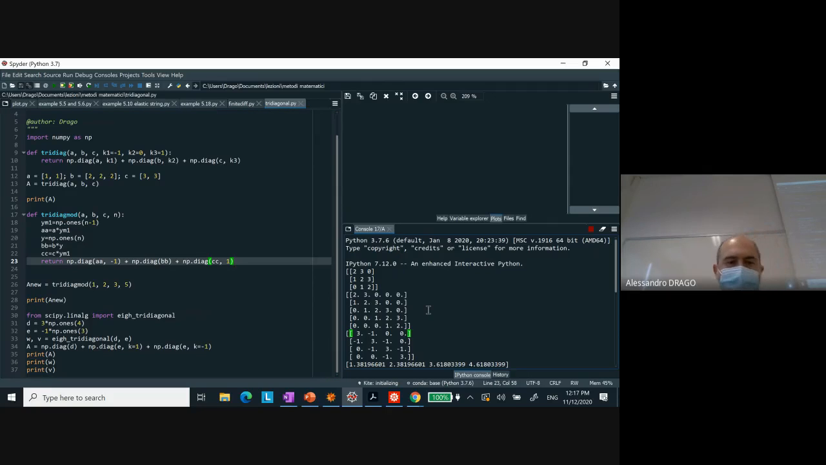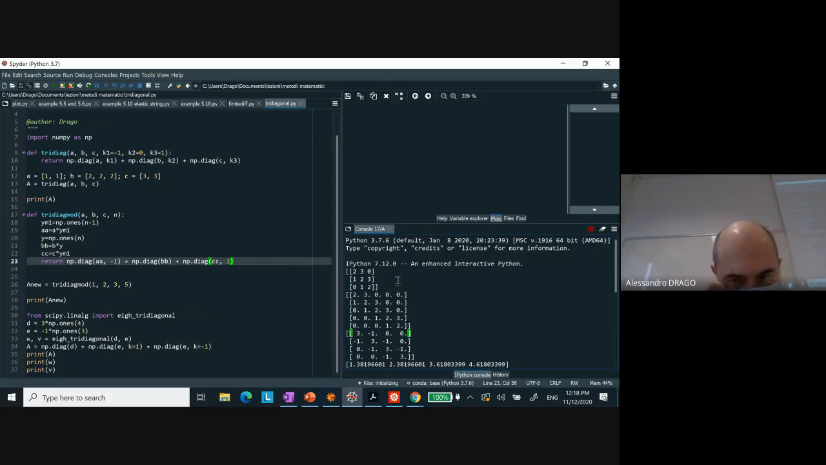Do you have questions concerning this? Because this little basic technology we are going to use many times. Is it clear enough for everybody? Okay. So this is what I get after I printed it: tridiagonal 1, 2, 3, dimension 5, is this animal here.